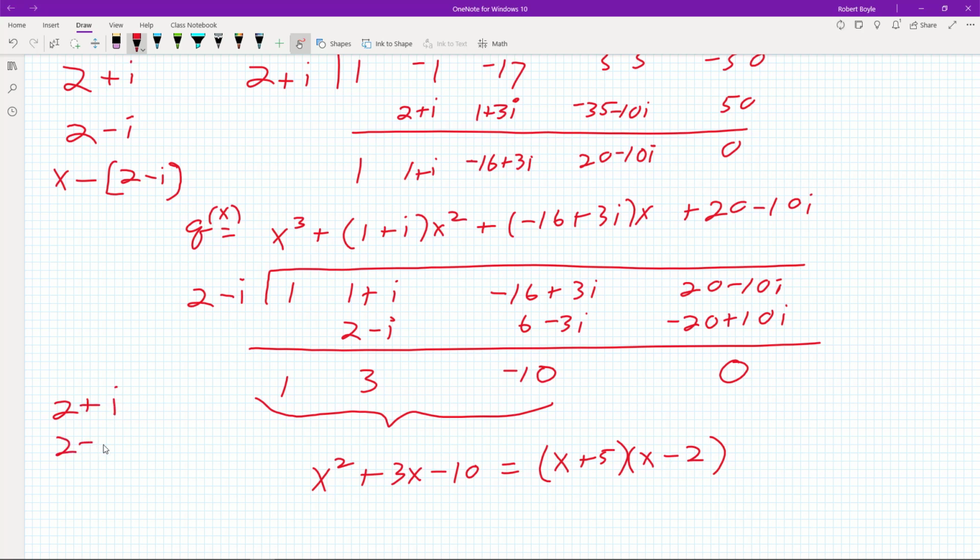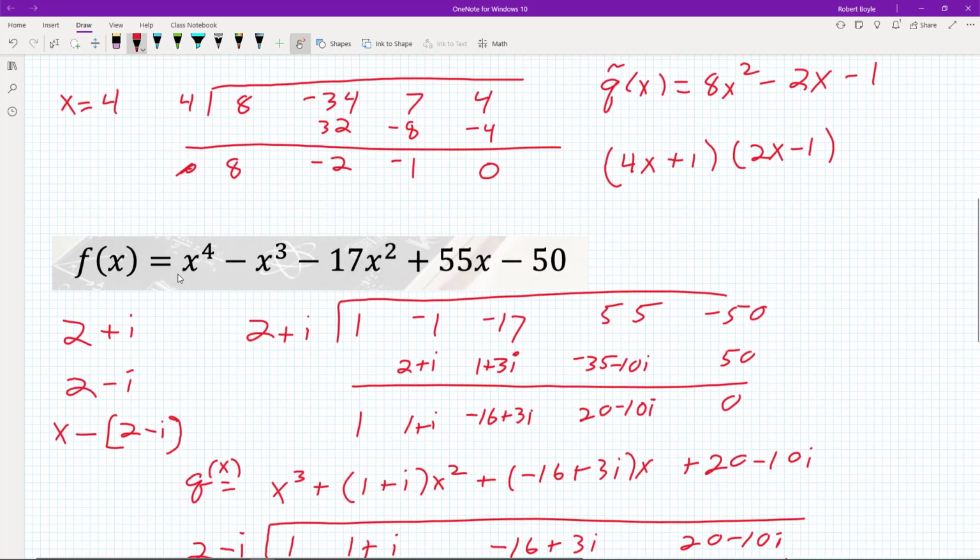We have 2 minus i. And then the other two zeros are going to be x is equal to 2, and then x is equal to -5. And these right here are the 4 zeros for this particular function.